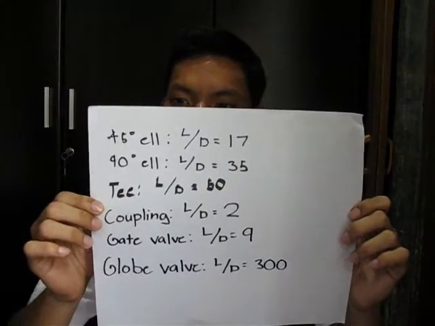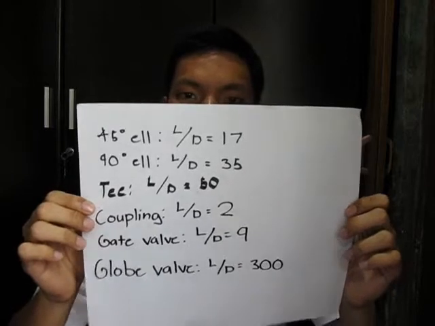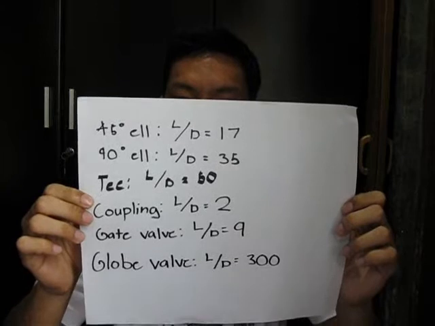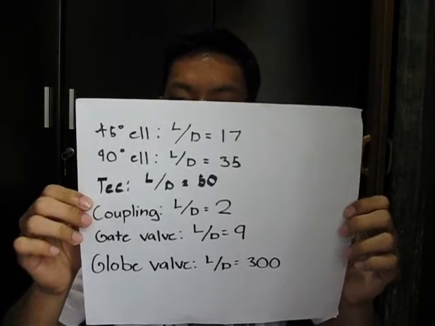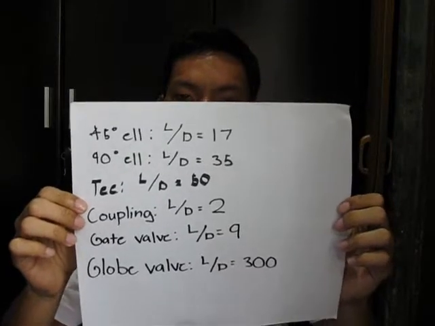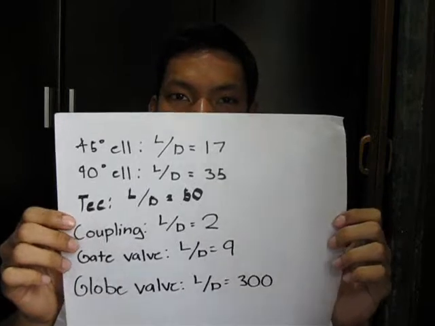If it's a 45 degree elbow, it equals 17, and a 90 degree elbow equals 35, and if it's a tee, it equals 50, and a coupling equals 2, then a gate valve equals 9, then a globe valve equals 300. Now you can solve the Fanning friction factor, or the friction loss.